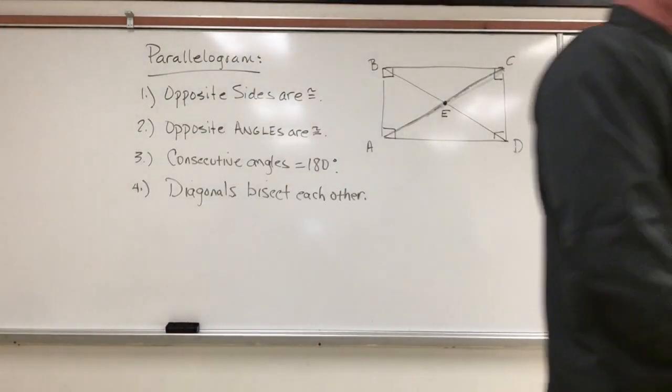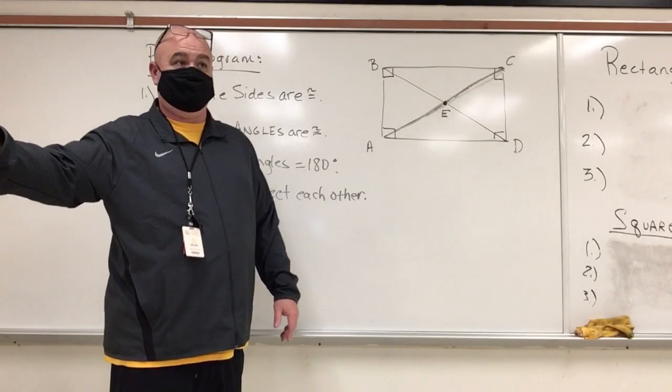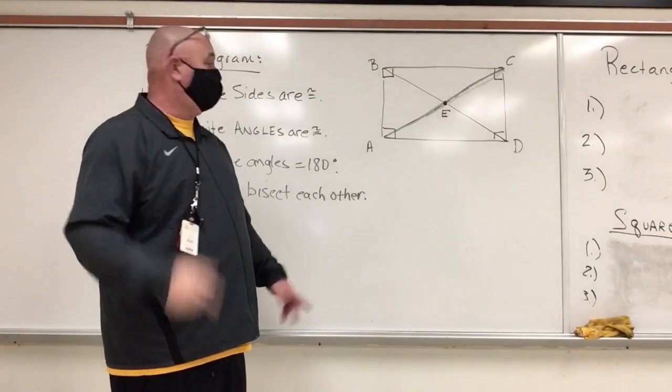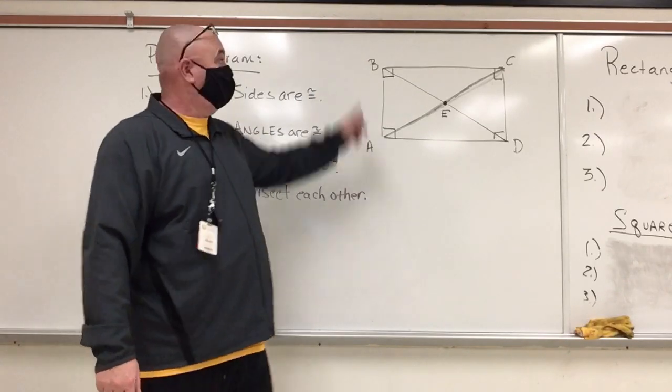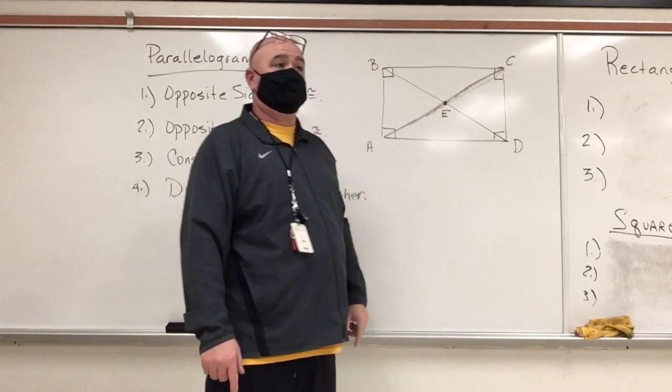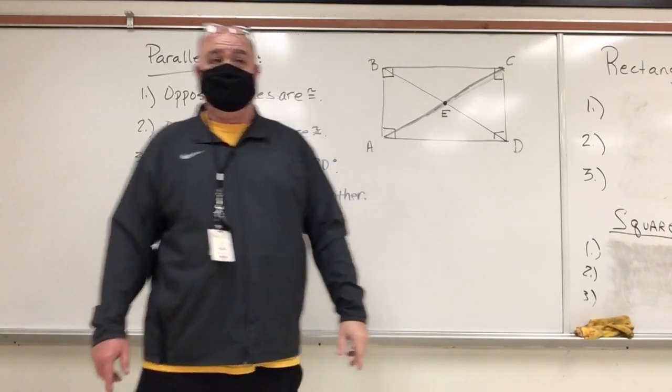This is what I mean when I say consecutive. Back to back and don't share a fence. Okay? So in other words, A and B are consecutive. They're on the same side. B and C are consecutive. They're on the same side. C and D, D and A, they are consecutive angles.